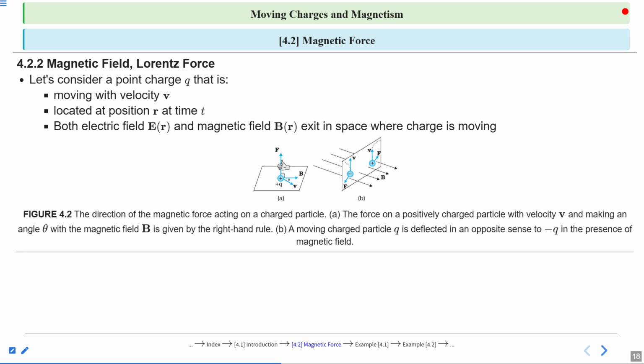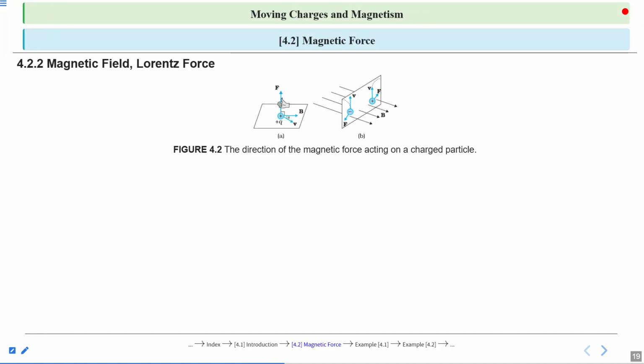Now this is the diagram, you can see figure 4.2, the direction of the magnetic force acting on a charged particle. Diagram A shows the force on a positively charged particle with velocity v making an angle theta with the magnetic field B, which is given by the right-hand thumb rule. We are going to discuss it in detail in the upcoming slides. A moving charged particle q is deflected in an opposite sense to -q in the presence of a magnetic field. The force on the negative charge is opposite to that on the positive charge. We are going to discuss this also.